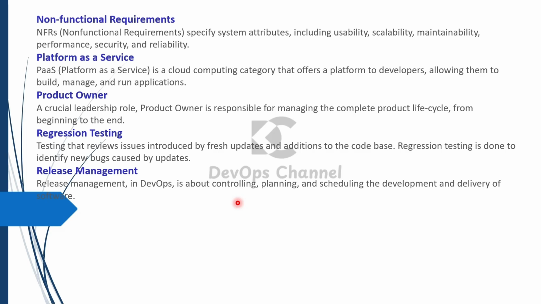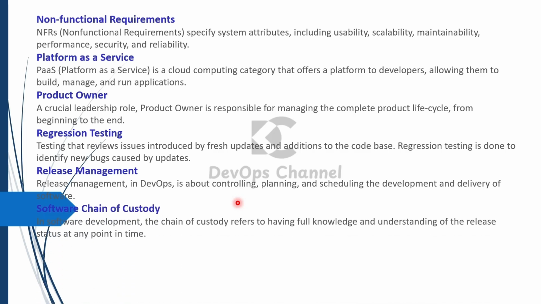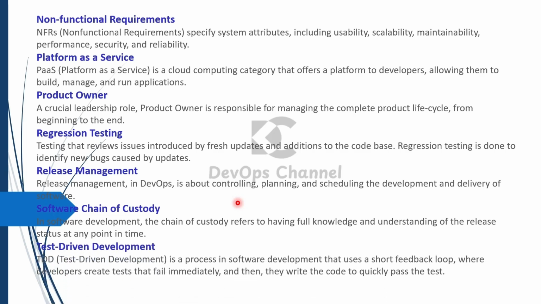Next one is release management. So it's about controlling, planning, and scheduling the development and delivery of software. Now, what is software chain of custody? So, in software development, the chain of custody refers to having full knowledge and understanding of the release status at any point in time. Next one is TDD, test driven development.